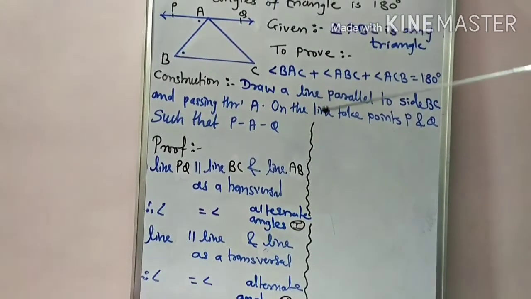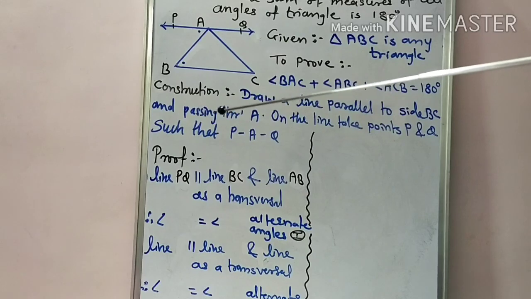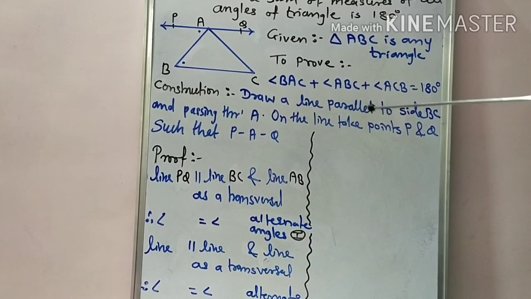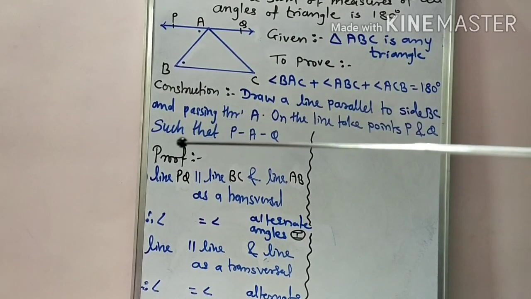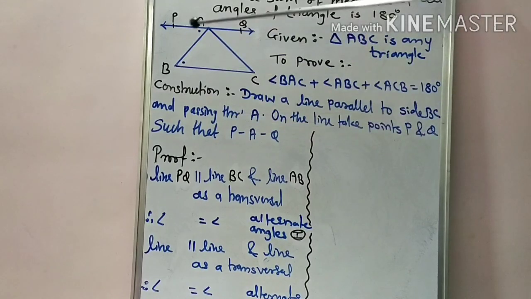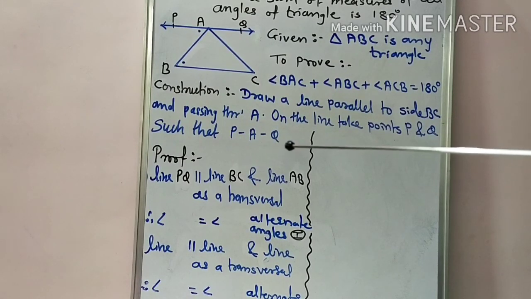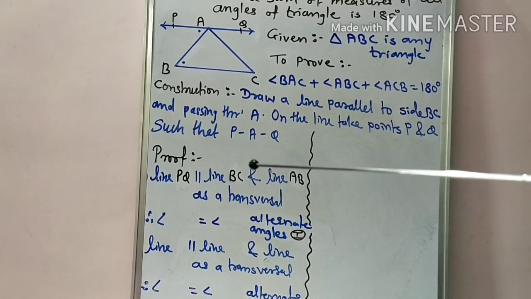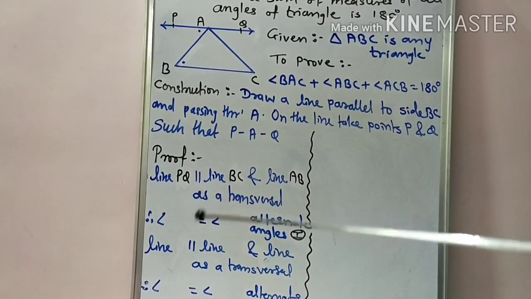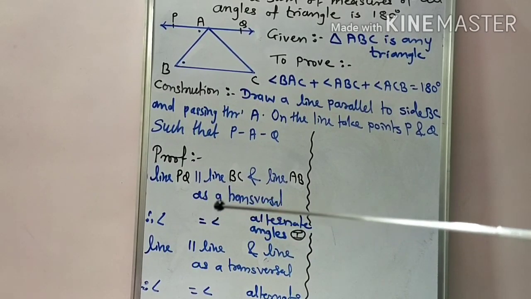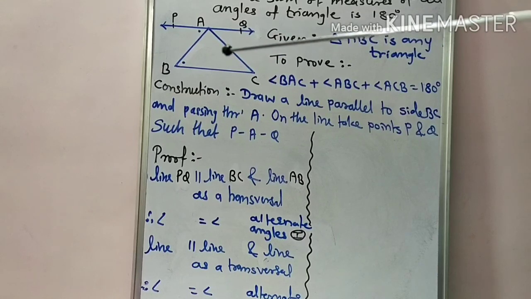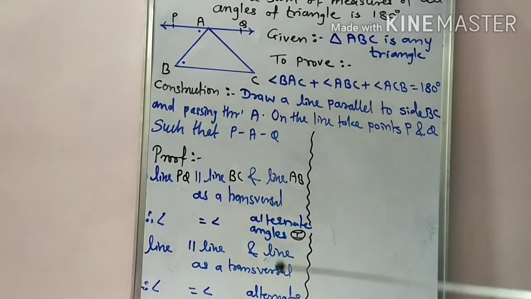So first here we write down the construction part, as we draw a line parallel to side BC and passing through point A, and on that line we take points P and Q such that P-A-Q. Okay, and as I told, to represent this proof, what we do here, we do not take the linear pair first, we first form the alternate angle pairs.